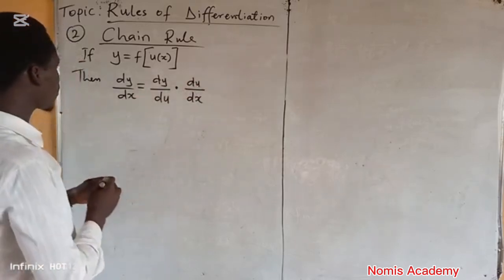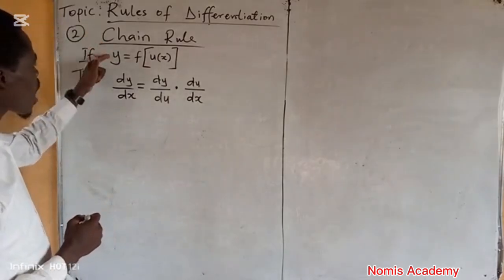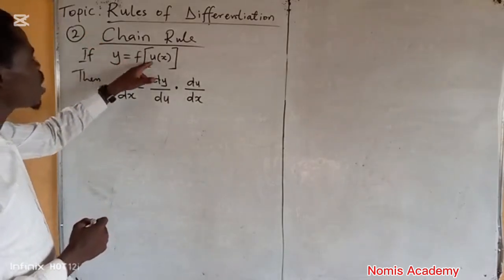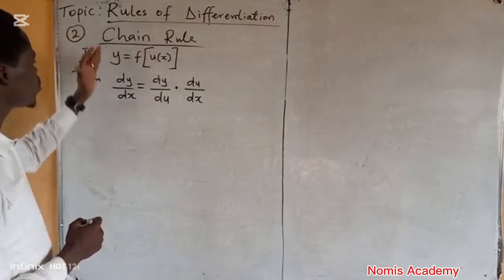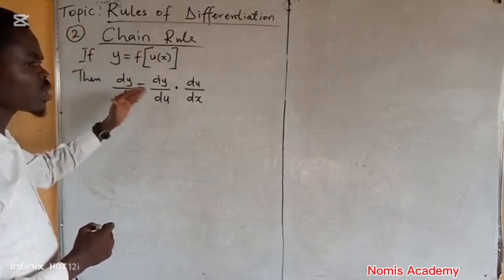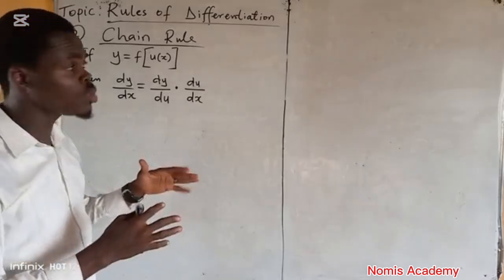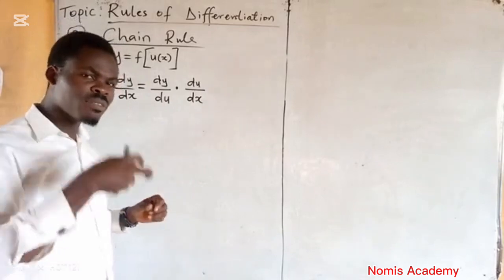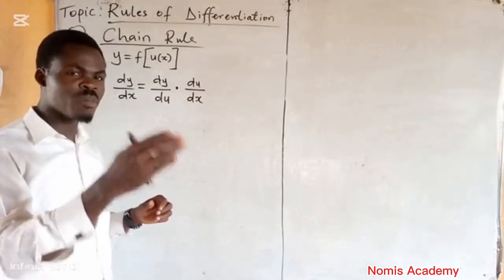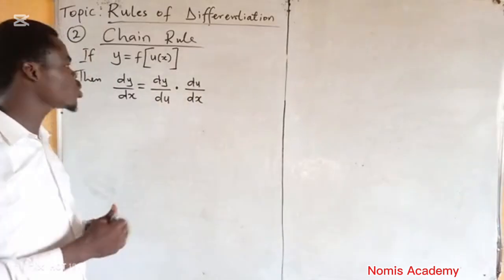So whenever we come across a problem of this form, that is, y is a function of u and u is a function of x, we use the chain rule to solve those kinds of problems. One major thing we must learn how to do using this rule is to identify the inner function and then ascribe it as u, and then we go ahead with the solution.